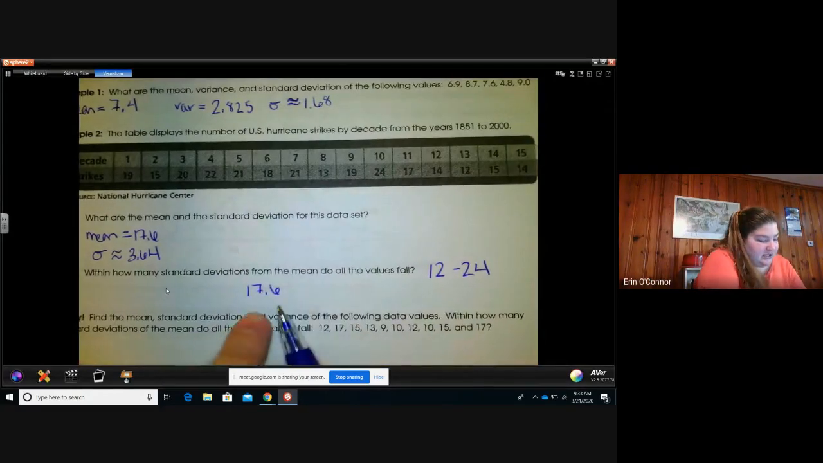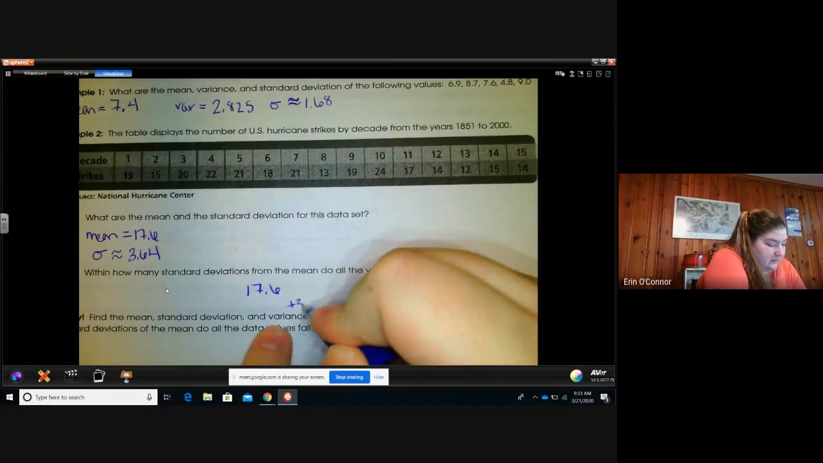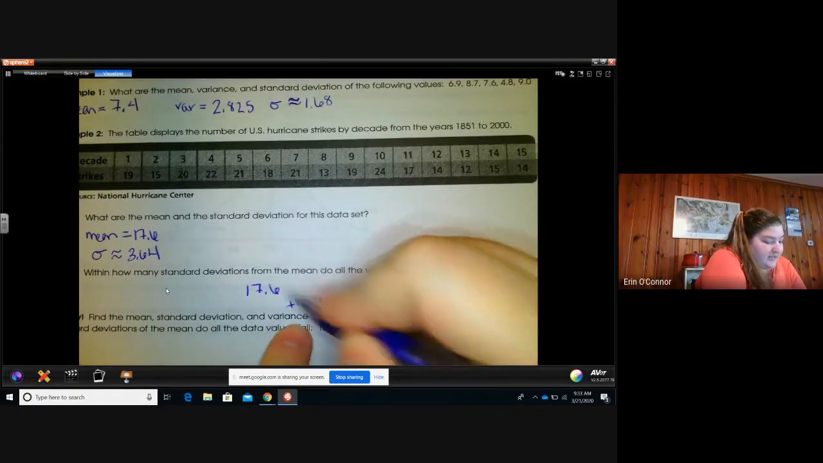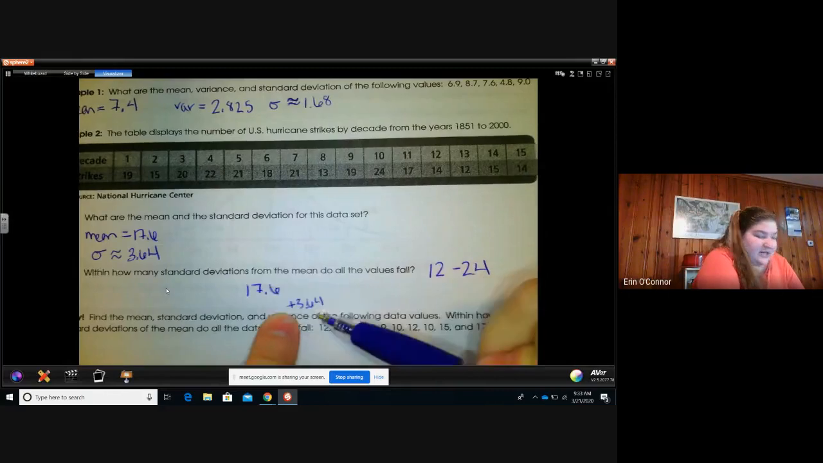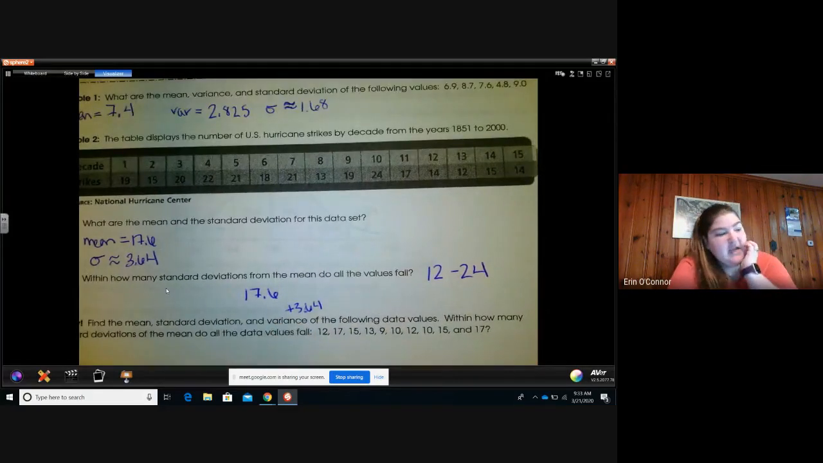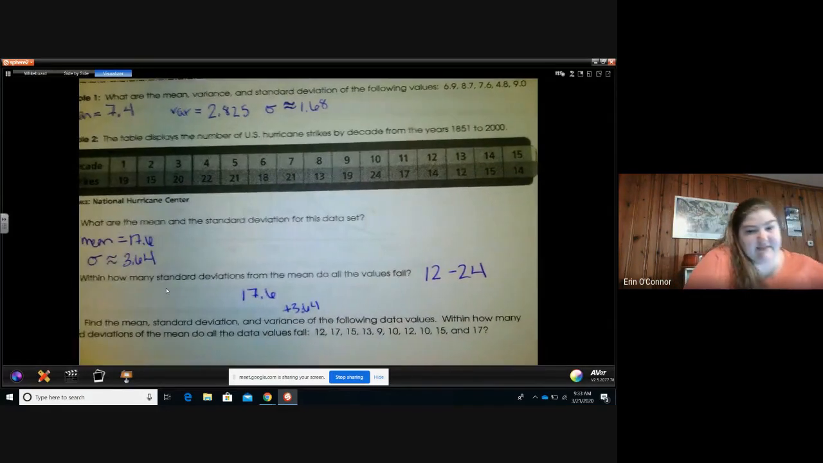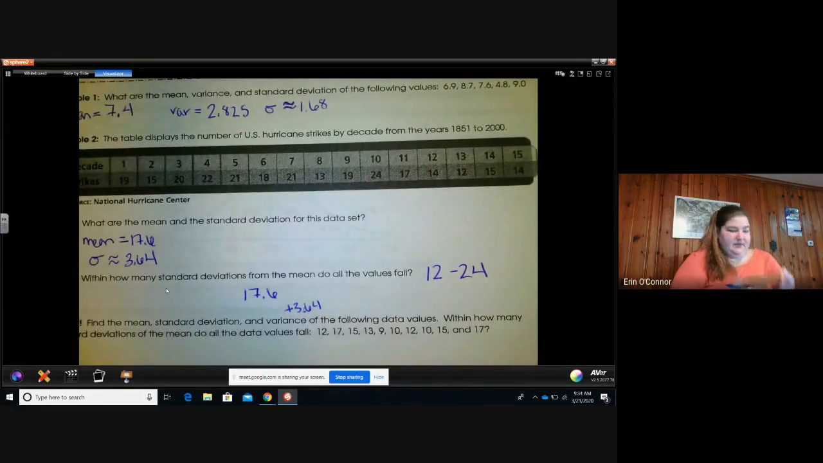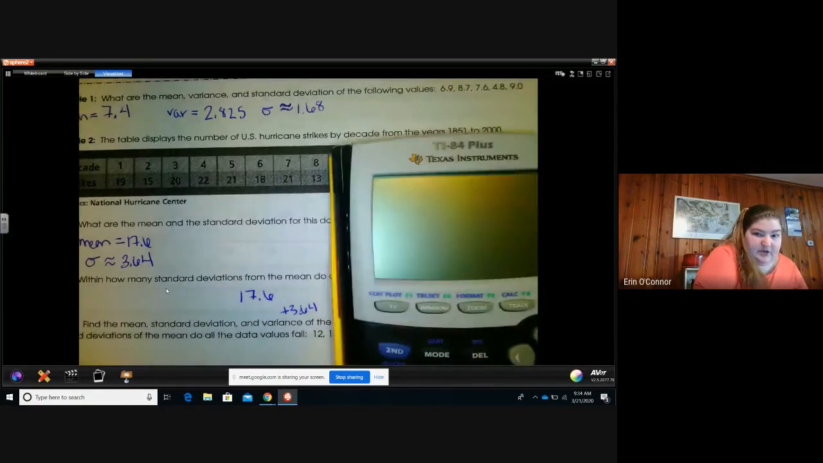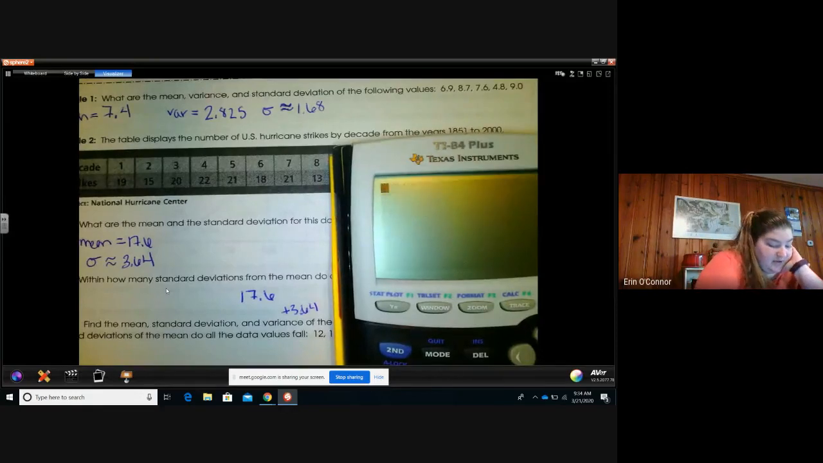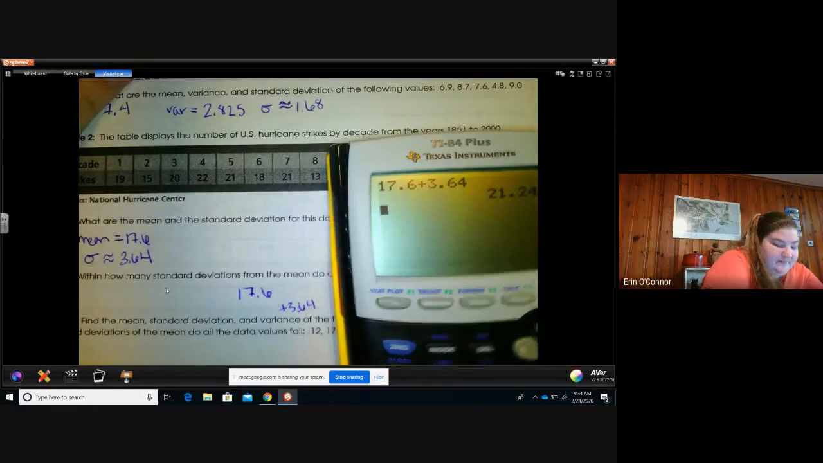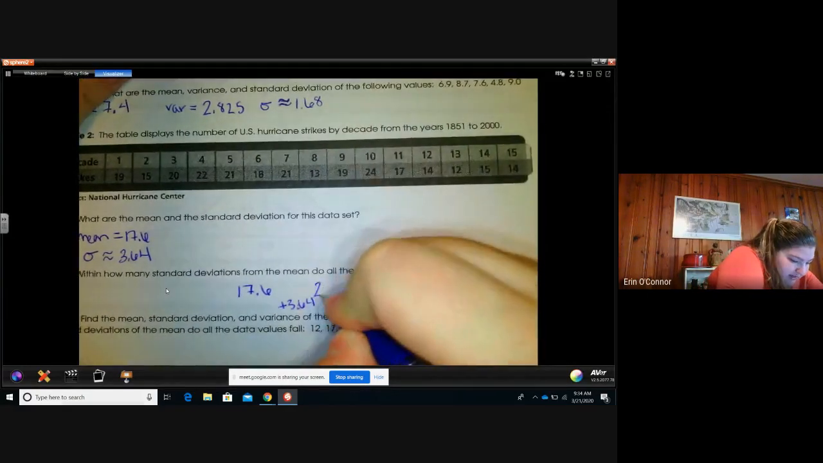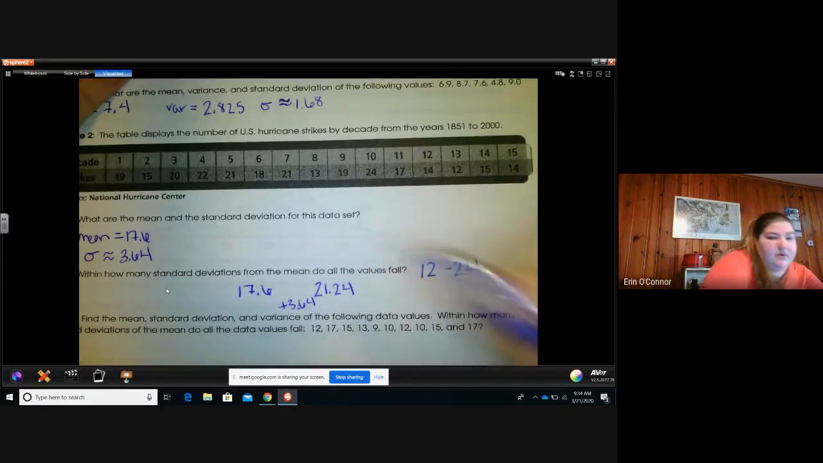So looking at this right now, if I start with 17.6, and it's my mean, so I'm putting it in the center, and I add 3.64, I get one standard deviation away because it's one time that I'm adding 3.64. And 17.6 plus 3.64, getting out my yellow calculator to do this. You can do this on Desmos still. You can just put this into the Desmos and it'll do it for you. Is 21.24. So my one standard deviation away up is 21.24.